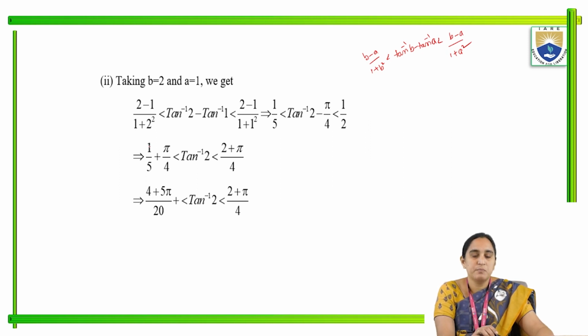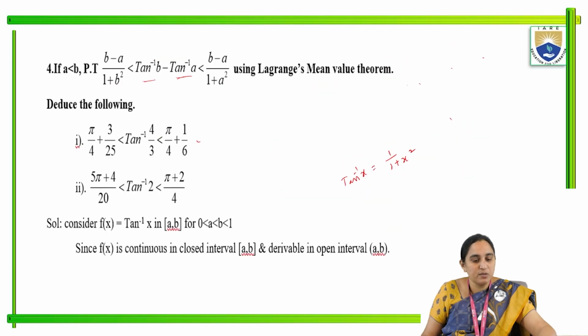Okay, that is 1 by 5 plus, I am taking minus pi by 4 on both sides of the equation, that is plus pi by 4 less than tan inverse 2 less than 2 plus pi by 4. After simplifying, this is 4 plus 5 pi by 20 less than tan inverse 2 less than 2 plus pi by 4. Okay, this is the second deduction from the equation.